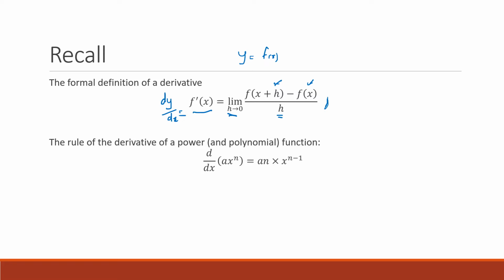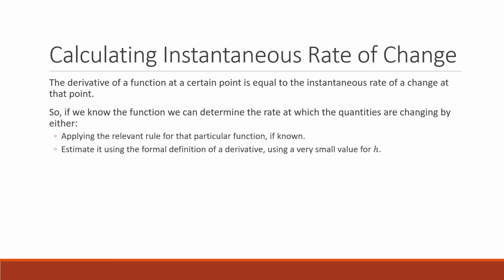Now, we have also learned that there is a fast shortcut rule that we can know off by heart to help us work out the derivative of a power function, which includes polynomial functions too. So the derivative of a times x to the n is: the power n comes to the front, then the power goes down by 1. That's a shortcut way to help us find derivatives of power functions.